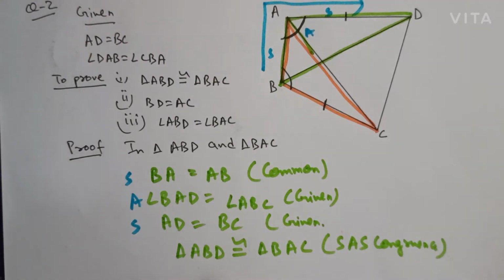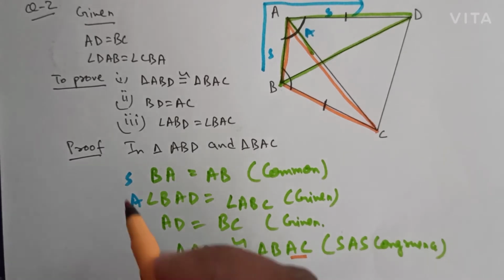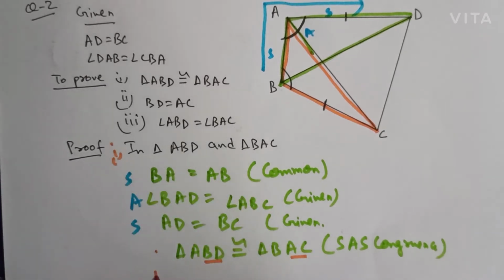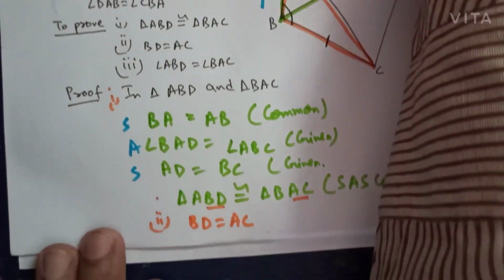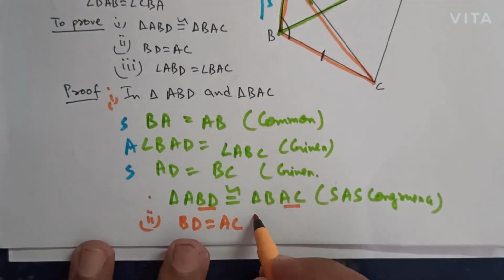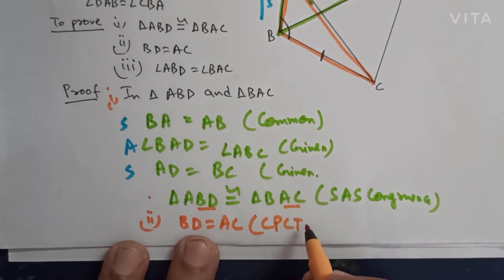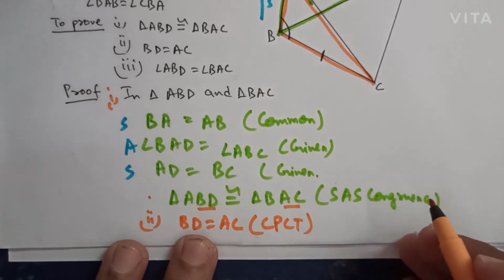Now second and third part, BD is equal to AC. So BD is equal to AC in triangle ABD and BAC. BD and AC are the corresponding sides of the congruent triangle. So we can write, this is the first part. Second part, we can write BD is equal to AC. Why? By CPCT, that is corresponding parts of the congruent triangles.